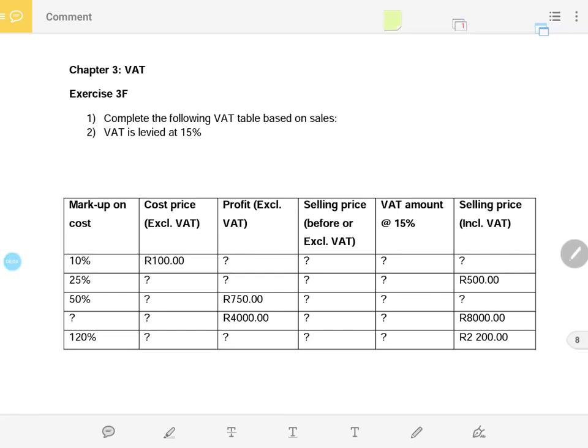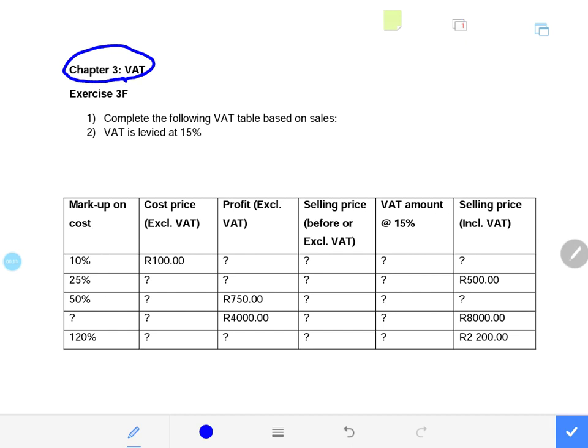This is another recording on the topic called VAT. It could be chapter 7 in your book, chapter 5, chapter 4, chapter 3. I just use any random chapter. Now, I also have created this exercise, which I think will be very good in giving you the clarity on the topic of VAT.